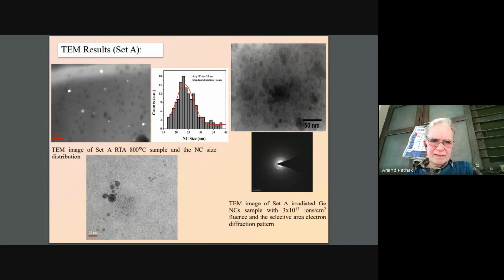Go to the last 4 slides. These are something shown by the TEM. Keep on changing quickly.